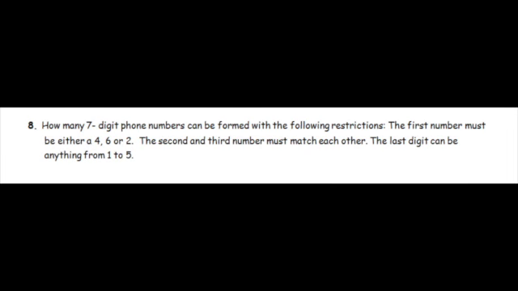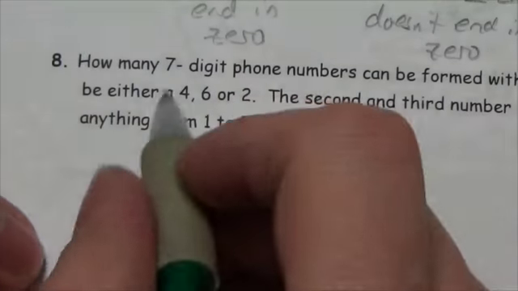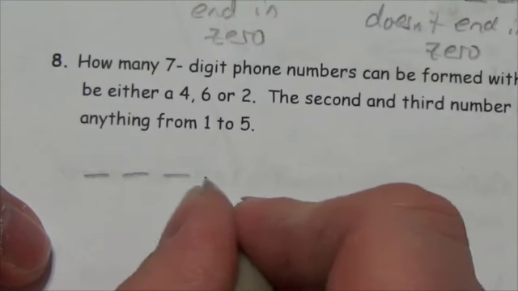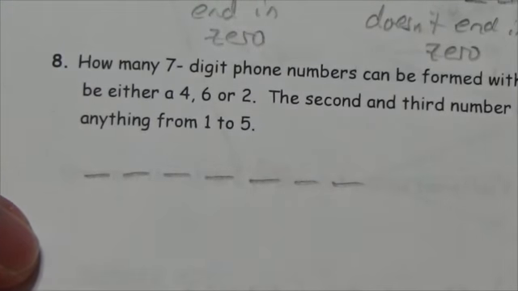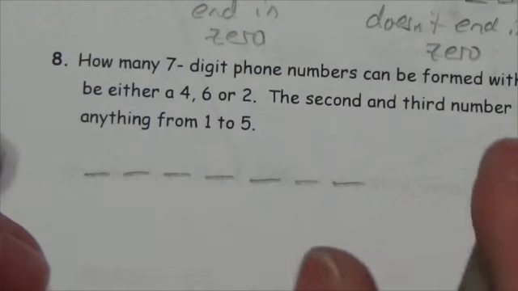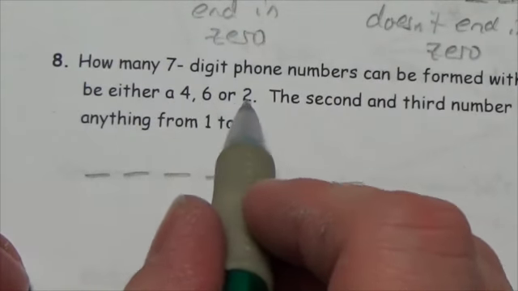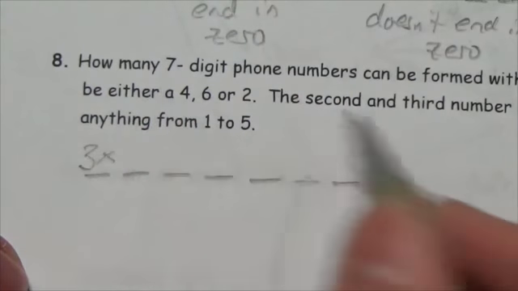How many 7-digit phone numbers can be formed with the following restrictions? The first number must be either a 4, 6, or 2. The second and third number must match each other. The last digit can be anything from 1 to 5. Okay, this is kind of an interesting scenario here. 7-digit phone number, so that means we've got 7 subtasks. 1, 2, 3, 4, 5, 6, 7. 7 subtasks. Now the first one is going to be accomplished by choosing the number either 4, 6, or 2. Well, there are 3 options for that.